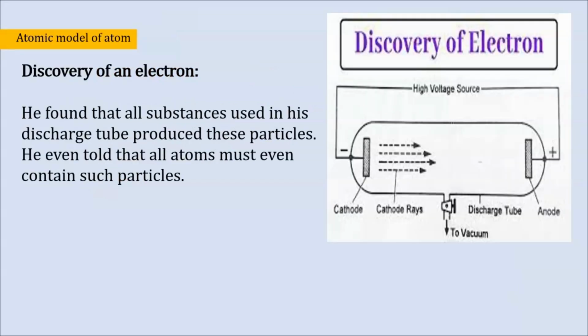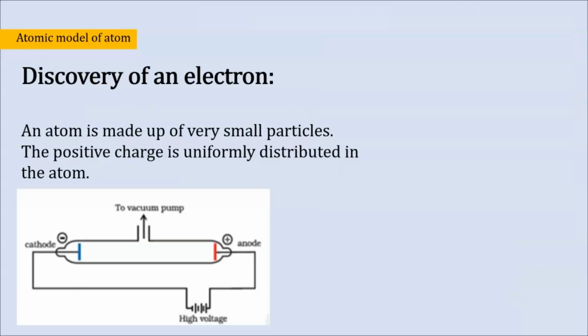Okay, so the discovery of the electron: here we have hydrogen gas, and there we have passed electricity, right? And by passing the rays from there, we discovered the electrons, right? So this is how the electron was discovered, and an atom is made up of very small particles. The positive charge is uniformly distributed in the atom.